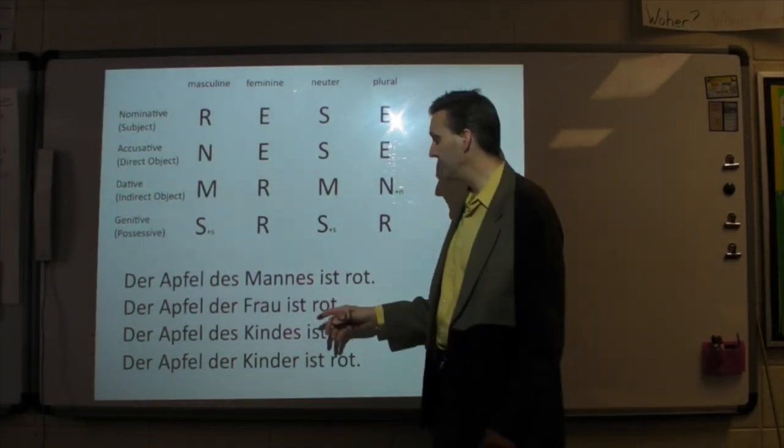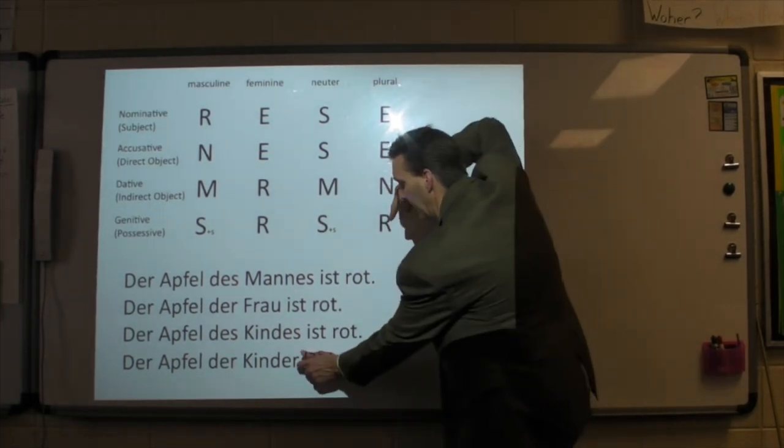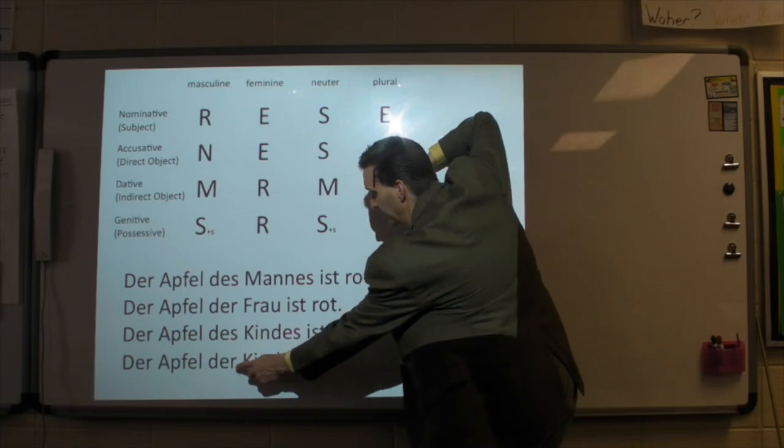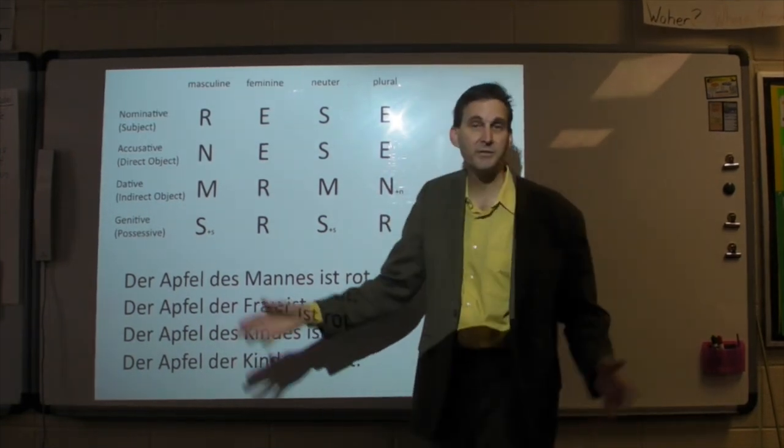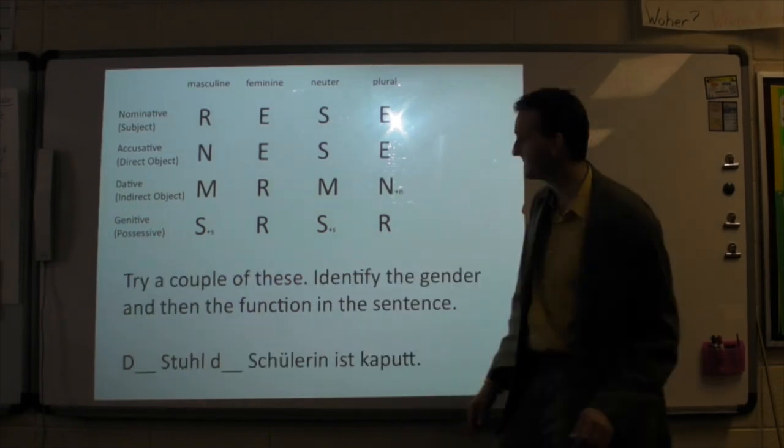Okay? And finally, the apple of the children is red. That's going to be plural, and that's going to be this R right here. And Kinder is Kinder. I don't add an N or anything like I did in this case. Okay, so Kinder stays Kinder.